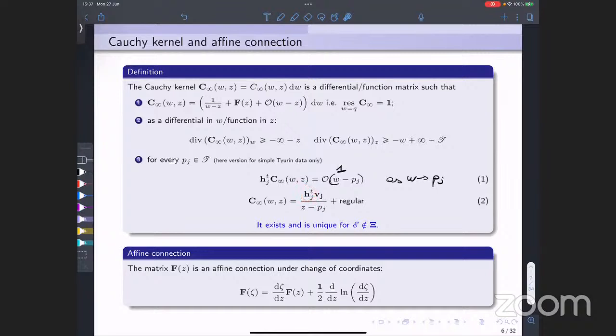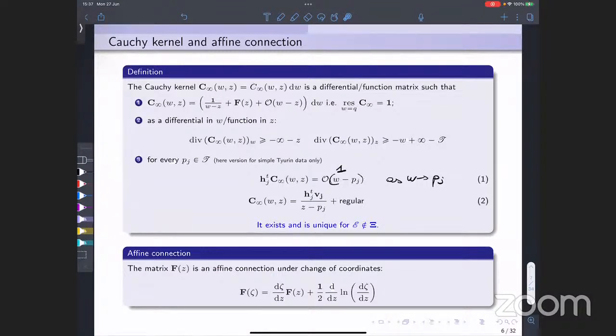Now, the key is that this matrix object exists and is unique if and only if your vector bundle is not on the theta divisor. And then I give a name, affine connection, to this F, because I will mention it later, but I will not spend too much time on this issue.